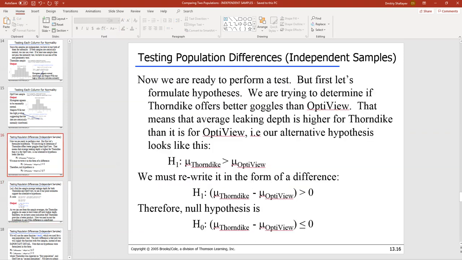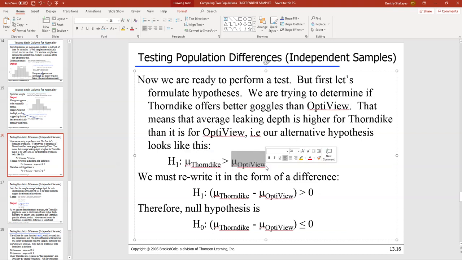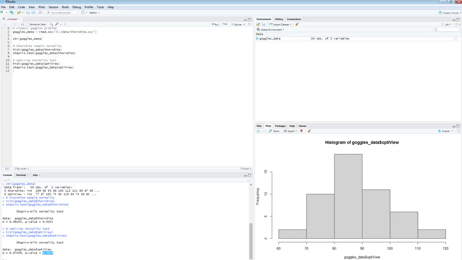Now let's remember this cute analogy. If there is a fire, there should be smoke, right? We suspect that the average leaking depth for Thorndike is deeper, higher than for the OptiView. Well, if that is true for the mean, that probably should also be visible from the samples. For the population means, that also should be visible from the sample means. So let's go ahead and find the mean for Thorndike, for the sample. Everything that we do from that point on is about samples, but hypothesis testing is about population means.